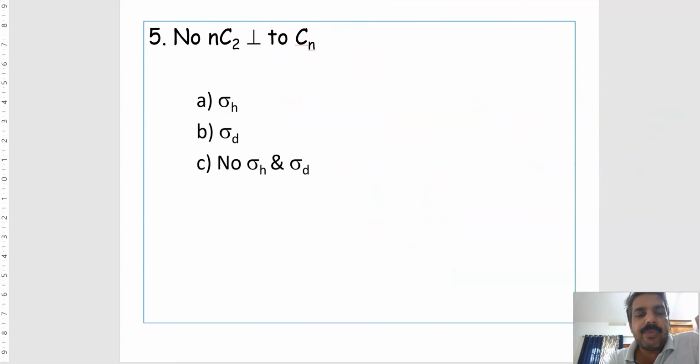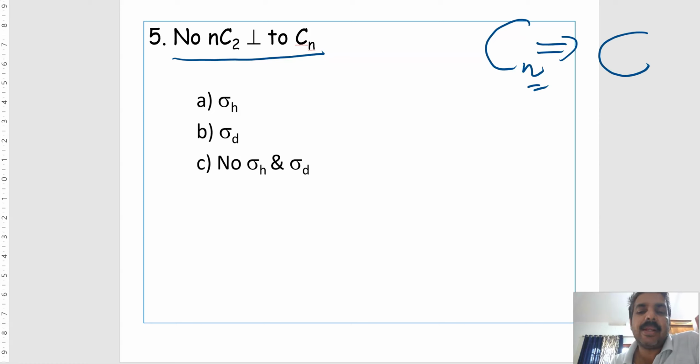And fifth step: no C2 perpendicular to Cn. You have found the Cn axis, that is the proper rotation axis of nth order, but there is no nC2 perpendicular to Cn. Then the molecule belongs to the C category.